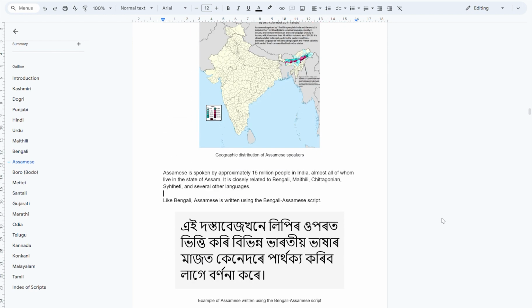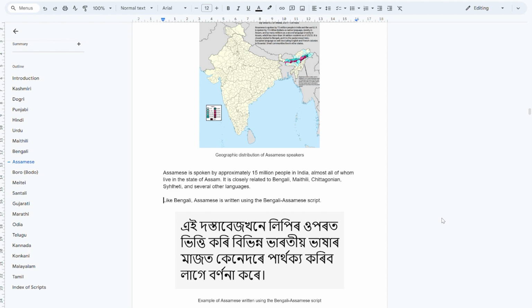Next, we have a very closely related language to Bengali, which is Assamese. So Assamese is spoken by about 15 million people who live in Assam. It's pretty easy to remember, very closely related to Bengali, Maithili, Chittagonian, and Sylheti, which are spoken in Bangladesh. A lot of very similar, closely related languages.